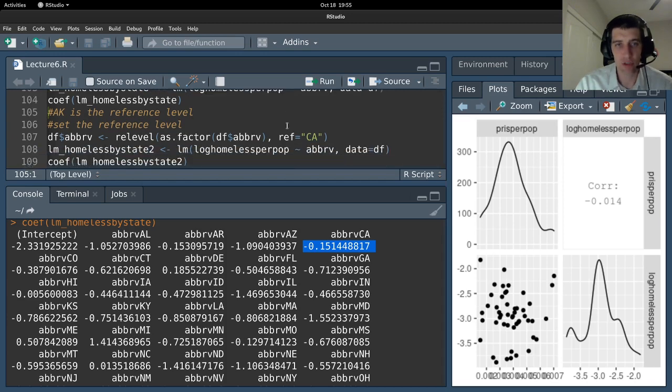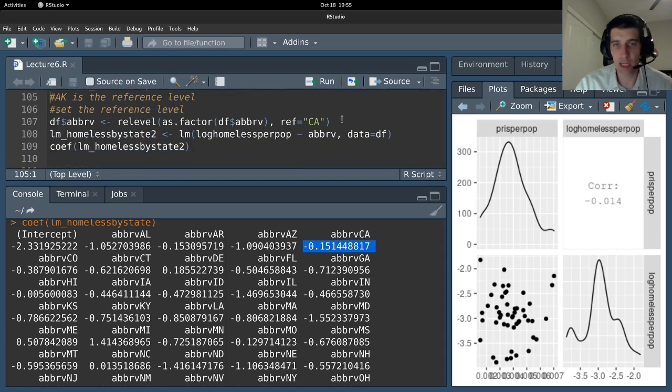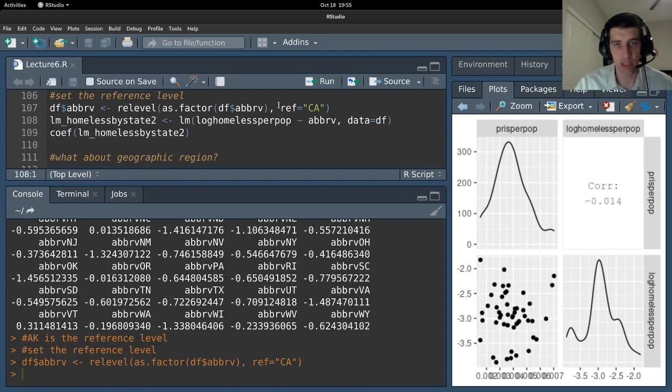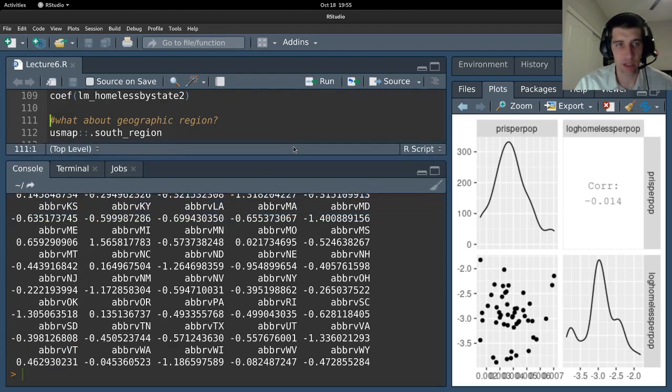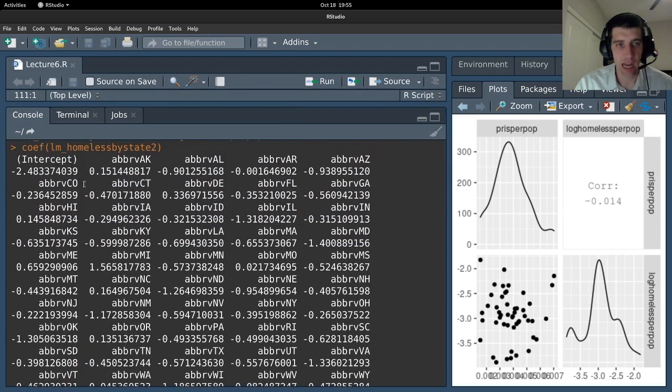If I want to set the reference category manually, which I mentioned in the slides, I can explicitly set it with relevel here. So relevel, setting my reference to California. Then when I look at my coefficients, California isn't listed because it's my reference. Alaska is listed, and all of these contrasts are interpreted relative to the reference category, right? And this is actually kind of interesting.